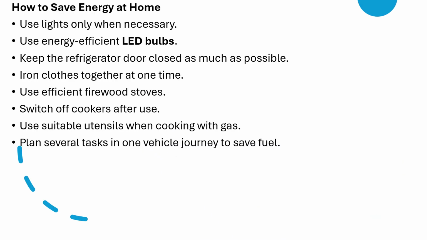How to save energy at home. Use lights only when necessary. Use energy efficient LED bulbs. Keep the refrigerator door closed as much as possible. Iron clothes together at one time. Use effective firewood stoves. Switch off cookers after use. Use sustainable utensils when cooking with gas. Plan several tasks in one vehicle journey to save fuel.